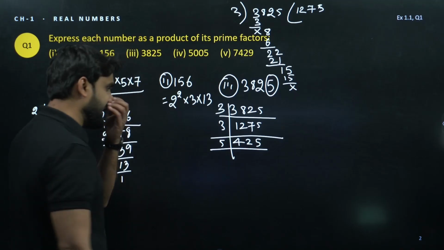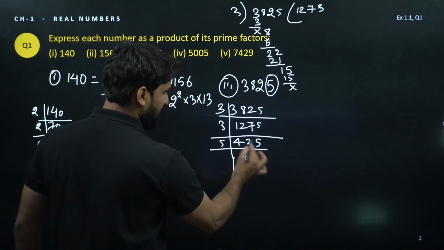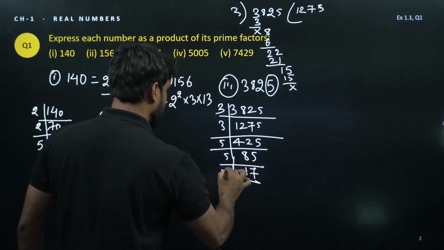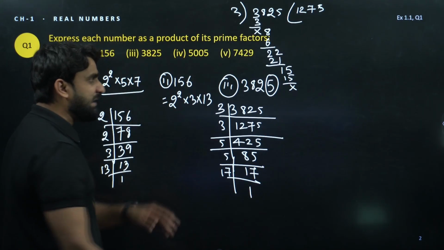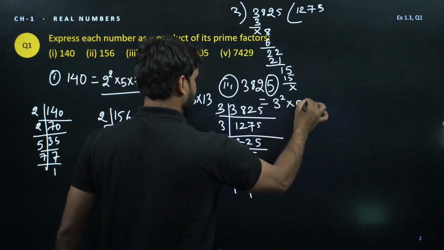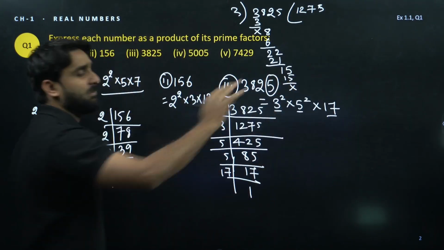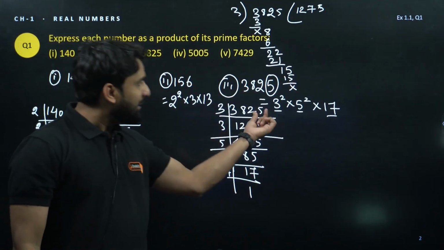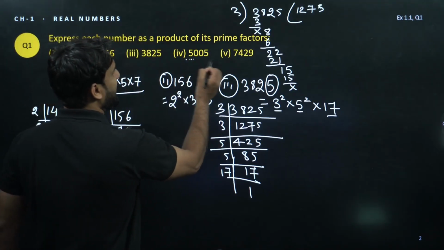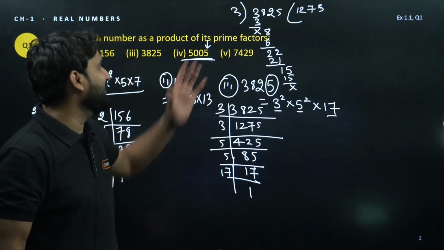If we check for 5, 5 8s are 40, and 5 5s are 25. Now again for 5, 17 will come, and now 17 will directly come. This is 1. So the prime factorization of 3825 will be 3 square into 5 square into 17, and you know 3, 5, 17 are all prime numbers. So 3825 can be written as the product of its prime numbers. This is all about it. Now my dear champion, if the last digit is 5, it is confirmed that it can be divided by 5.